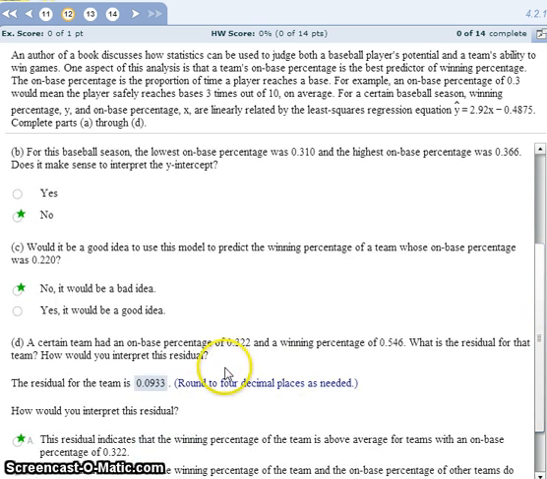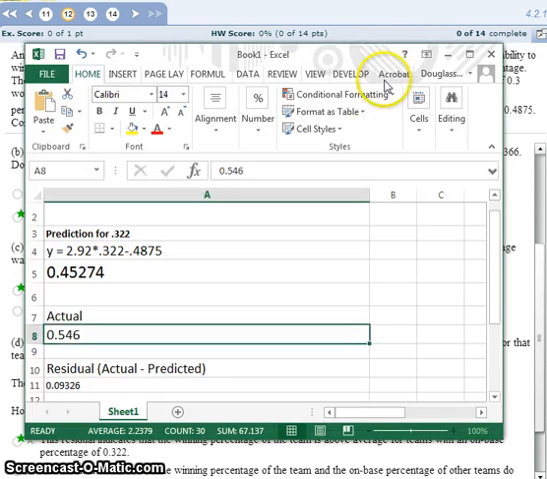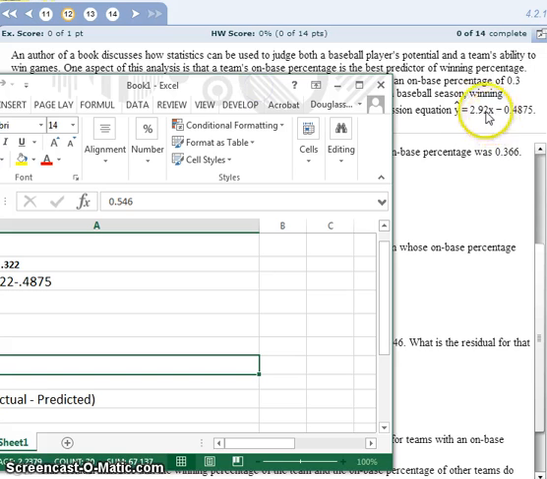A certain team has 0.322 on-base percentage and a winning percentage of 0.546. What's the residual for that team? And then let's interpret it. So 0.322 is definitely in between our range, so we can use this model to predict their winning percentage. And so you can use a calculator, but you're basically just going to be plugging 0.322 in here for x.